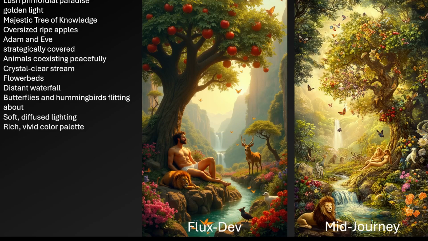Once again, I asked for the Garden of Eden, and I asked for oversized ripe apples, Adam and Eve, and some animals. I really love the fact that I asked for a strategically covered person, and it created some kind of pants for Adam, which is really nice. But looking at the image, if I have to choose, once again, the point here without a doubt goes to Flux. Look at the quality of the generation.